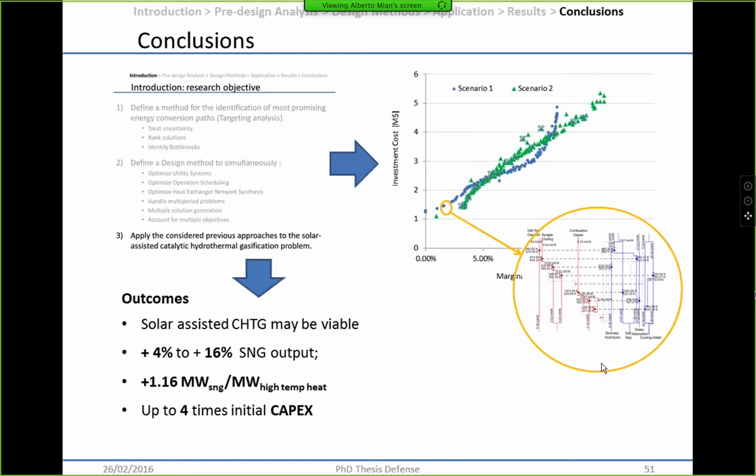But unfortunately, the investment costs are increased by almost 4 times. So, as for all renewable energy. It would be nice to include uncertainty inside this heat exchanger network design framework, but this would increase the computational effort. And it would also be nice to extend this analysis to multiple scenarios.